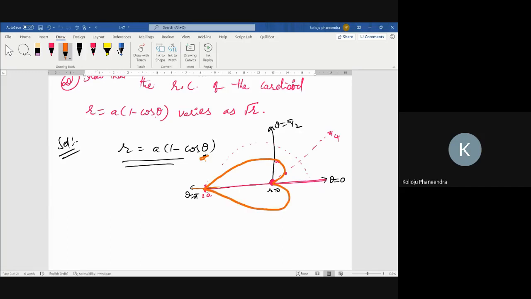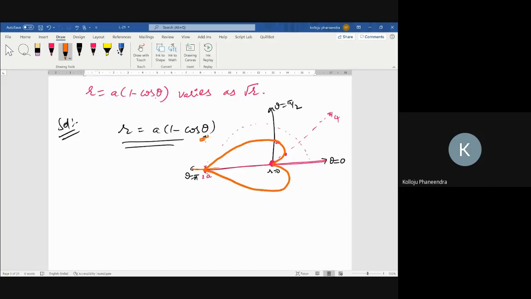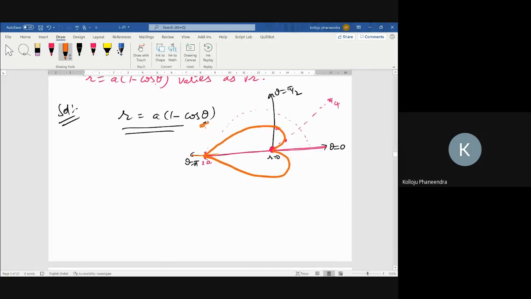It's also like this. This is the shape of the cardioid. Same logic: if I write r equal to a into 1 plus cos theta, when theta equal to 0, what is the value? 2a. Now 2a is here, 0 is here. When theta equal to pi, what is the value? 0. So the shape of the curve is like this. This is another cardioid, a into 1 plus cos theta, right?